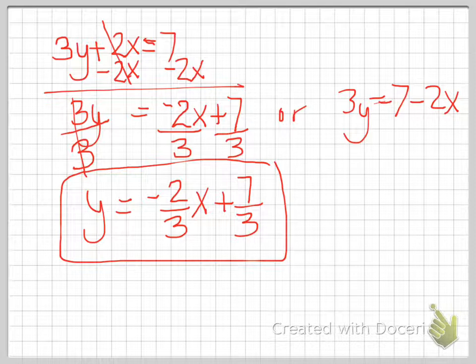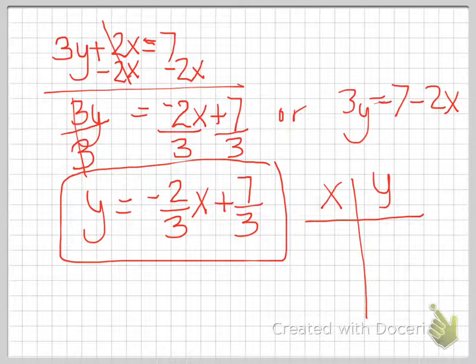And then if they wanted me to graph it, again, I could pick out numbers to put in for x. If I put 0 in for x, negative 2/3 times 0 is 0, plus 7/3 is 7/3. Sorry, I made this so ugly. And you could do other numbers. And you have your calculator, so don't get freaked out that they're fractions. So the textbook asks you to solve for y first. And then it asks you to graph it or do whatever.